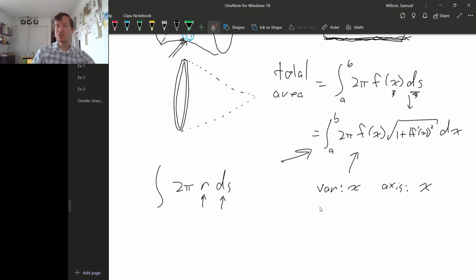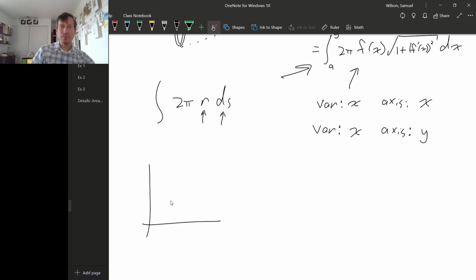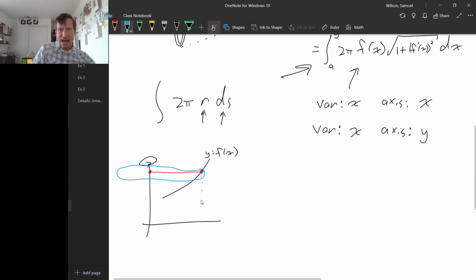Okay, so let's look at the situation when the variable is still x, but the axis of rotation is y. So in that case, we have some function of x, y equals f of x, and we're rotating it this way. Right, so now we have a little bit of arc length, and it goes around like this. Sorry, that's a terrible picture. And now the radius of the circle that it's rotating around is this distance, right? And remember, this is the bit of arc length at x.